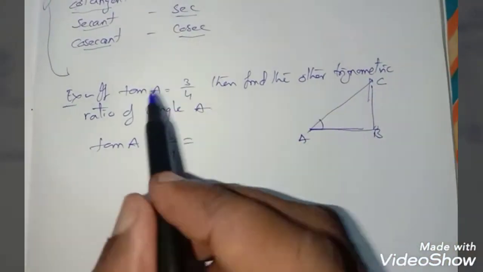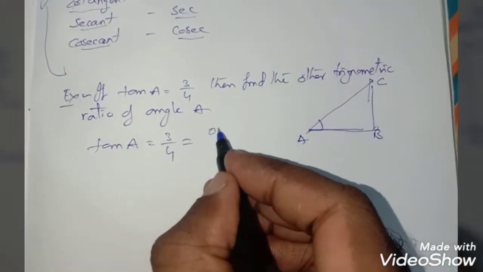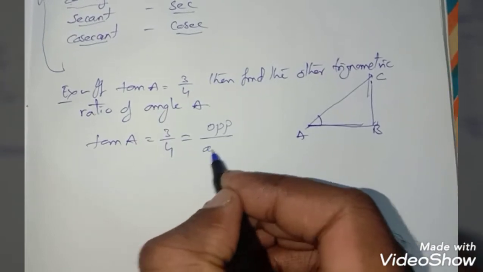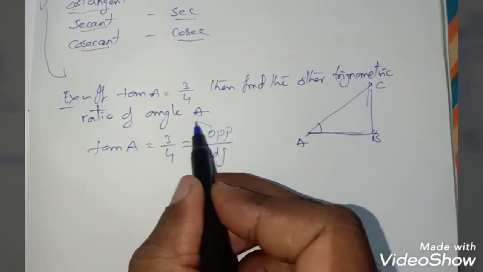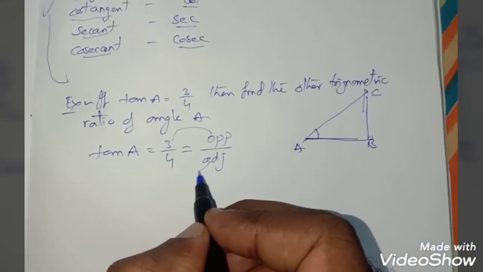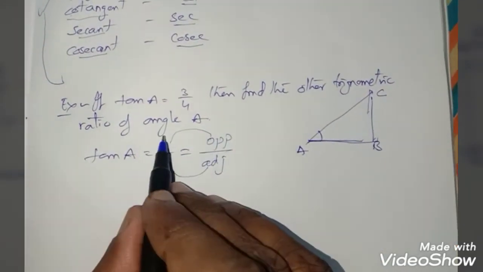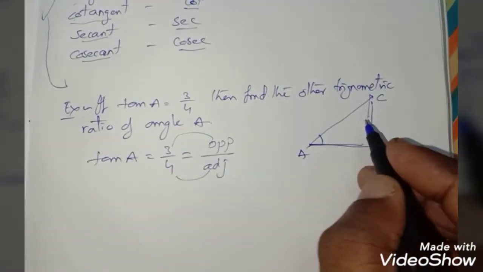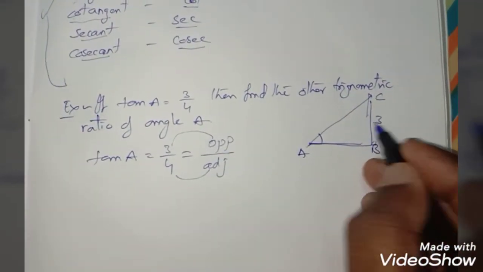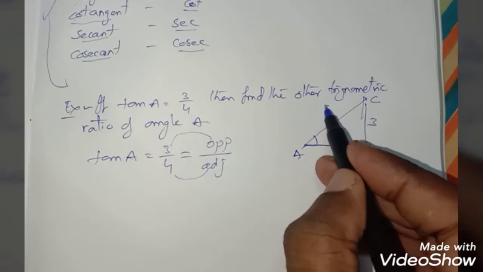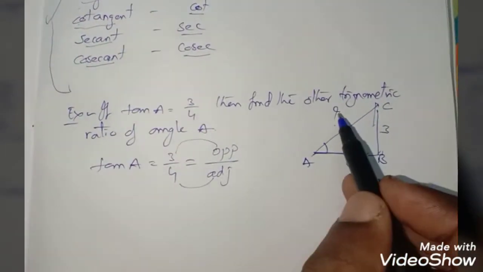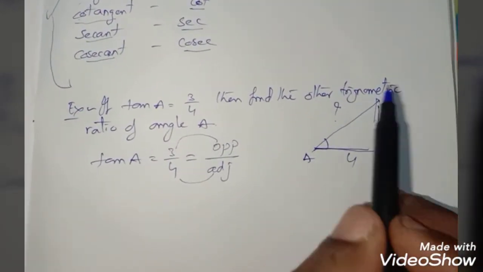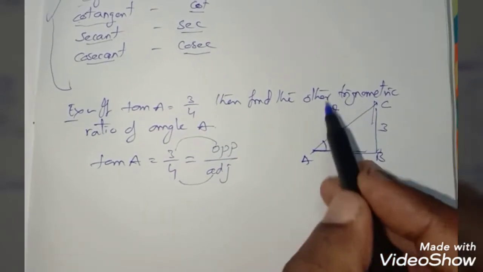So already we know that the ratio of tan A is nothing but opposite by adjacent. Means here I have the value of opposite and here I have the value of adjacent. Now place these values on your triangle. So if I place 3, opposite means here, adjacent is here. Now hypotenuse value is missing. So first to find the other trigonometrical ratios, we need hypotenuse also.